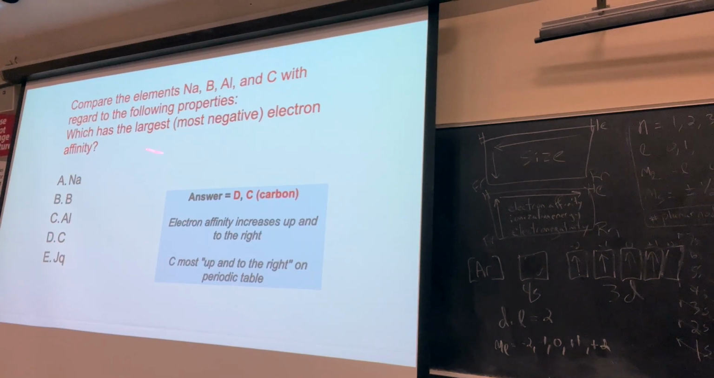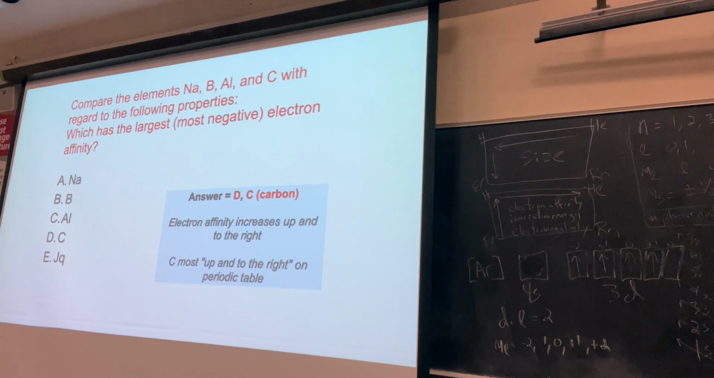Now, electron affinity is weird because it's usually an exothermic number, which means most negative. You don't even have to worry about that. Just for us in this problem, in this class, up and to the right. And that works for electron affinity, ionization energy, and also something called electronegativity, which we'll look at next term.